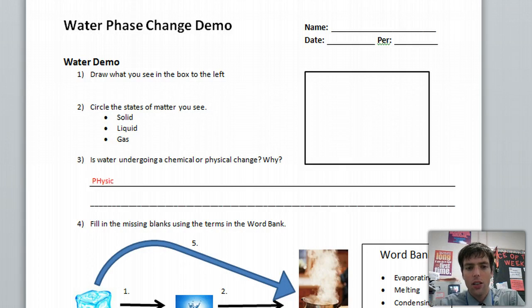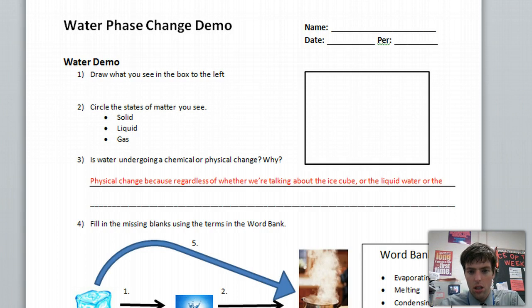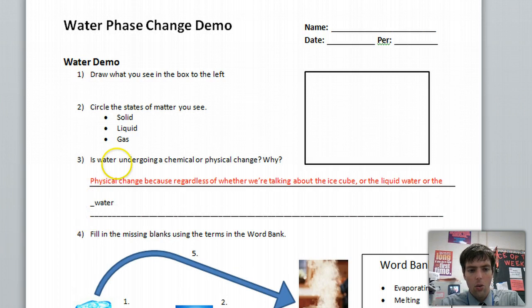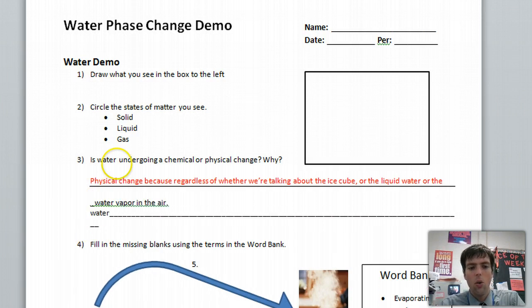It was a physical change because regardless of whether we're talking about the ice cube or the liquid water or the water vapor in the air, water is still water.